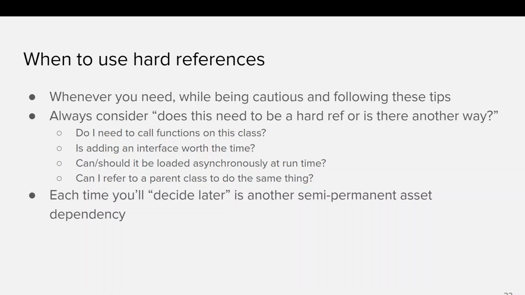Is adding an interface too much time? Am I cluttering an interface that's already too cluttered? You've got to judge that constantly, and I don't have the recipe for success yet. Should it be loaded asynchronously at runtime? Can it be a soft class reference or something along those lines? And can you refer to a parent class to do the same thing? Just questions in the form of the things we've already talked about. And each time you decide later, it's another semi-permanent asset dependency, because decide later never happens.